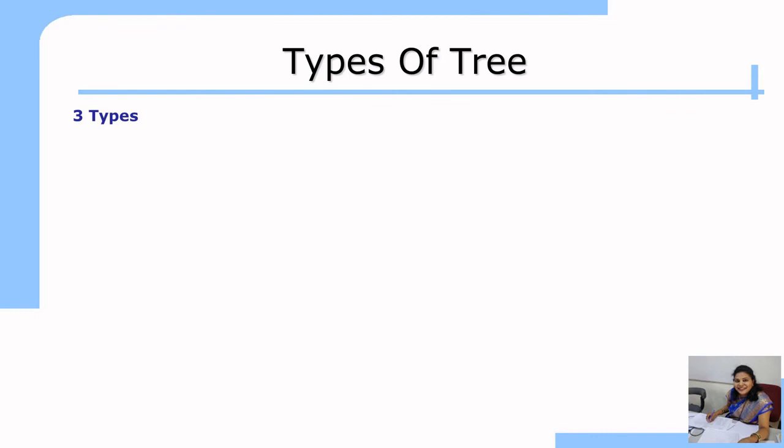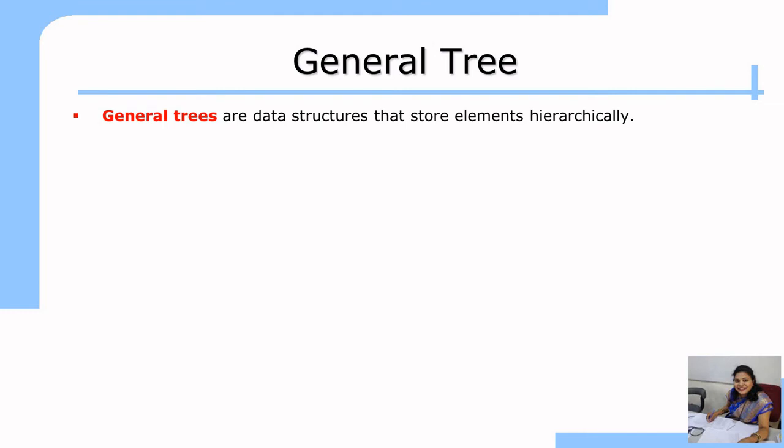Now let us see the types of tree. There are 3 types of tree: general tree, binary tree, and binary search tree. Binary search tree is one property of binary tree. Basically, general tree and binary tree are the two main basic types of the tree. Let us understand one by one.